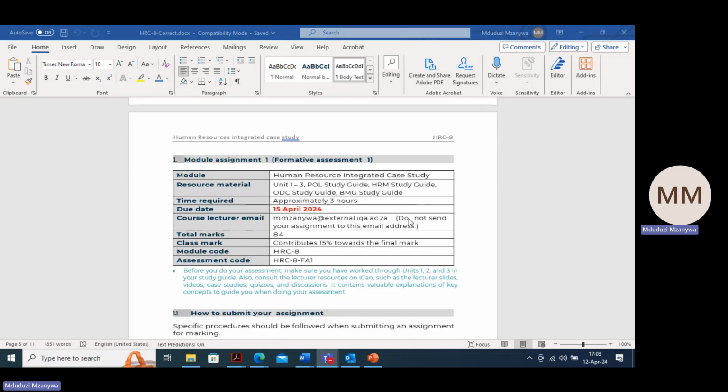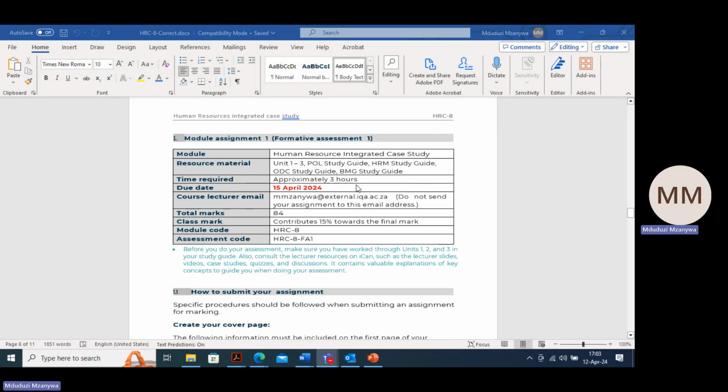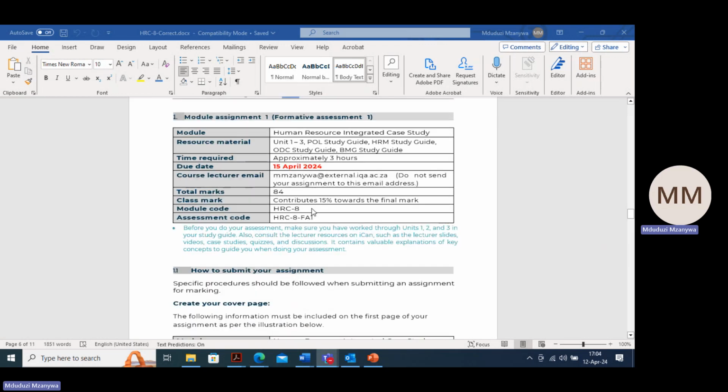I think I will take time also to remind you that on the 15th, this is due, and this is also 84 marks and contributes 15% towards the final mark. So it's very, very, very important that you do this assessment and submit it on time.